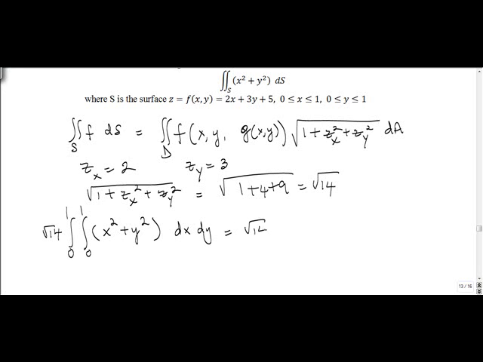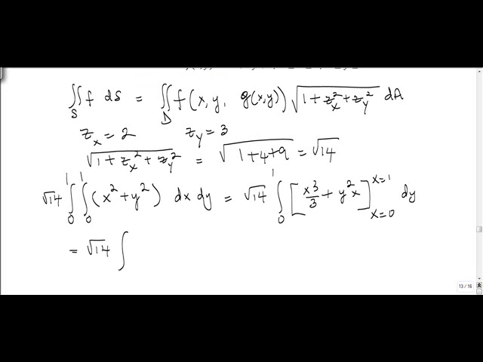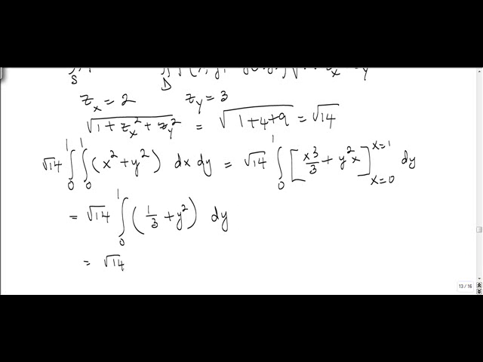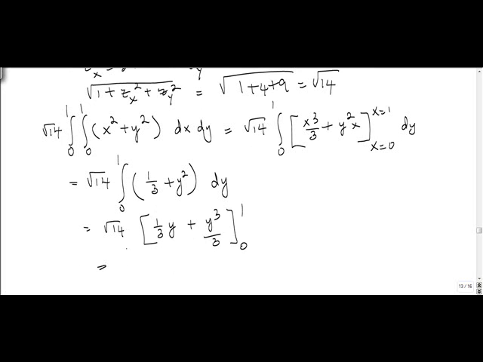Let's integrate. Tell me, with respect to x first, what did you get? x cubed over 3 plus x y squared, so x goes from 0 to 1, dy. This is square root of 14, 0 to 1. Substitute 1. We get 1 third plus y squared dy. Integrate further, what do you get? Wake up, what do you get? One third y plus y cubed over 3, 0 to 1. Final answer: 2 thirds square root 14. Any questions?